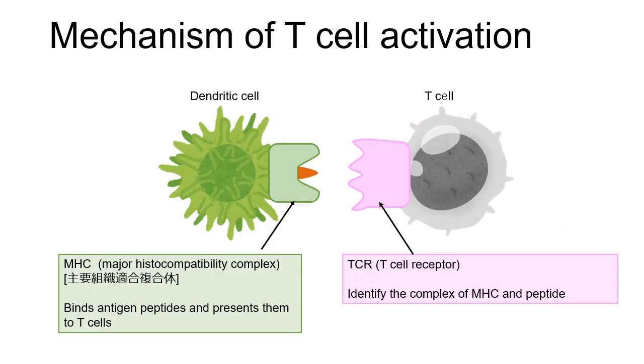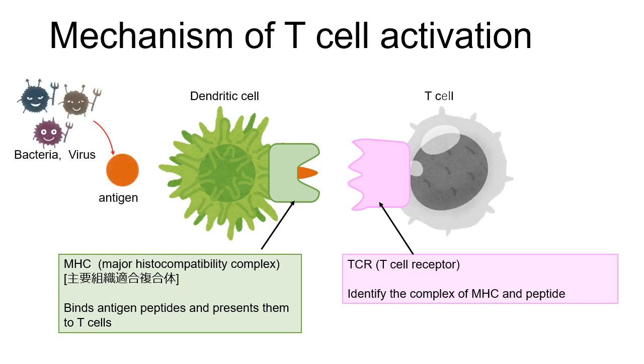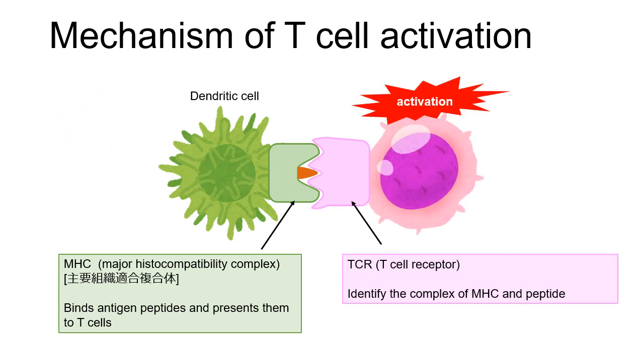T cells are activated when presented with antigen of bacteria by dendritic cells or macrophages. Dendritic cells first take up the antigen and present the degraded peptide bound to a molecule called MHC on the cell surface. MHC is a protein that binds antigen peptides and presents them to T cells. The TCR on the T cells binds to the complex of the presented peptide and MHC, and then it signals for activation.